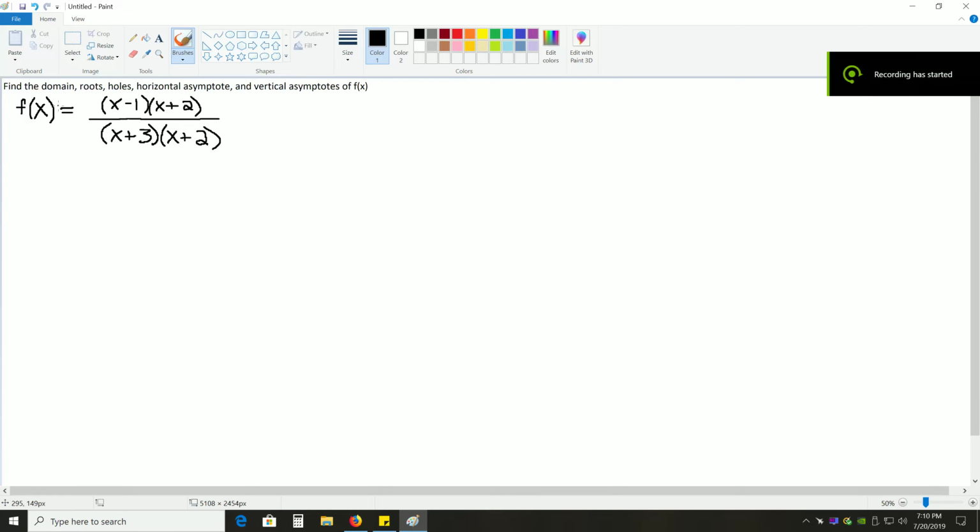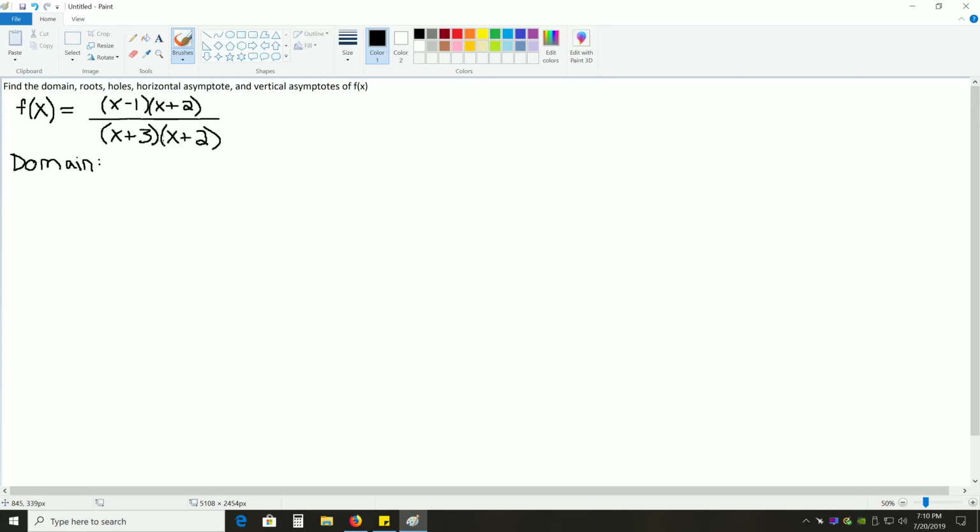For the given function, we want to find the domain, roots, holes, horizontal asymptote, and vertical asymptotes. To begin this, the first thing that we'll do is find the domain. The domain is your first step because it needs to occur before you do any simplifying of the problem.